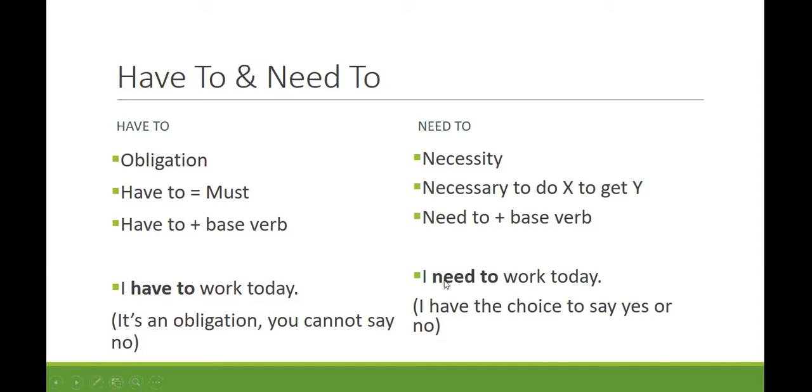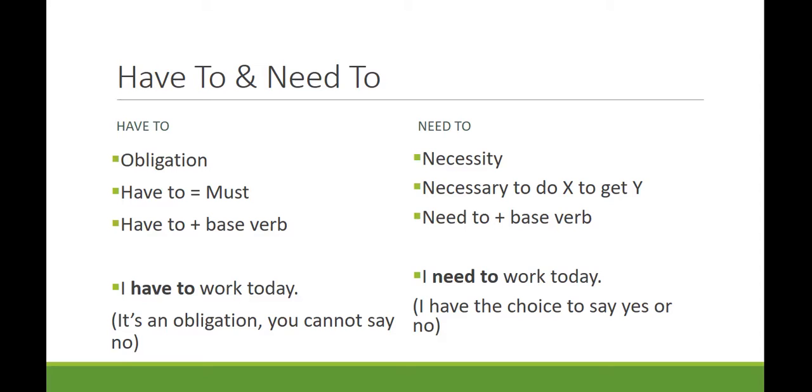Okay? And it says, I have the choice to say yes or no. Yo tengo la opción o la elección de decir sí o no. La diferencia del have to y del need to. El have to es una obligación. Y el need to es una necesidad. ¿Ok? Tengo que trabajar ahora. O sea, yo tengo que hacerlo. No puedo decirles, miren, vamos a dormirnos temprano y hasta aquí llegamos. No. I need to work today. O sea, yo tengo la opción de decirles sí o no. ¿Pero por qué? Porque es necesario para que yo llegue o obtenga lo que es un resultado.